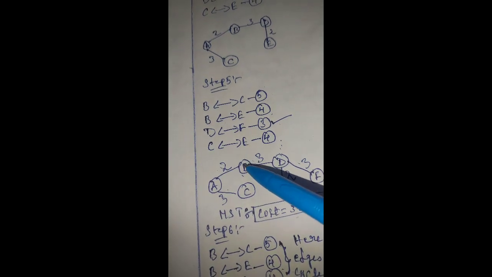So after that we have to take all the remaining edges, that is B to C, B to E and C to E. And what is the minimum value? That is 4. So 4 is for B to E and C to E. If I take B to E, what is the formation of B to E? B to E like this. So if we connect B to E, here it is creating a cycle. Okay, it is creating a cycle.